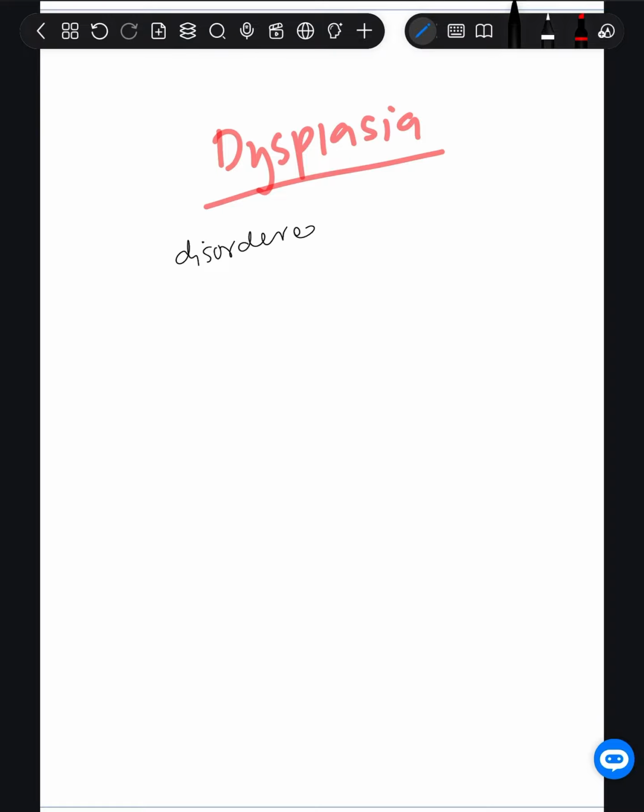What is dysplasia actually? First we'll cover that. Dysplasia means disordered growth. Okay, that is dysplasia. Of course, this is primarily seen in epithelium. How to understand that? It is basically common sense. What I'm saying is disordered growth. What is that thing in our body which is continuously growing? It is the epithelia. So that's why it is primarily always associated with the epithelia.